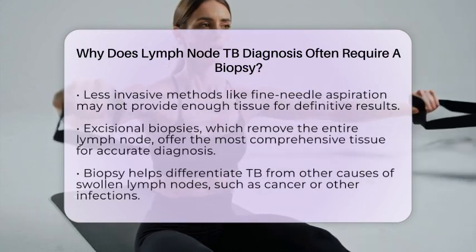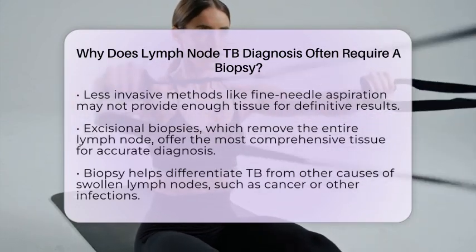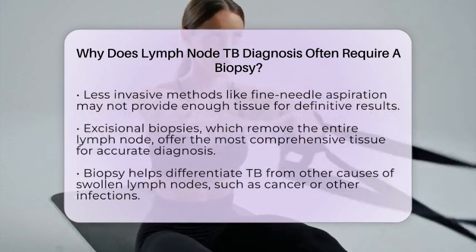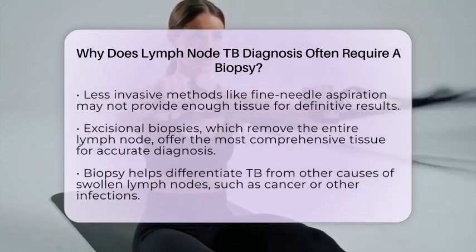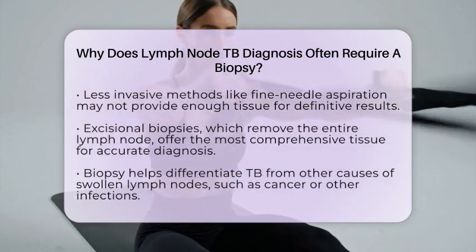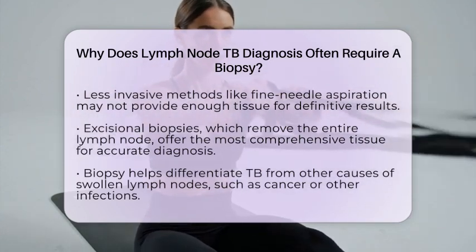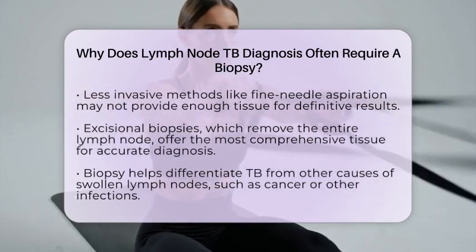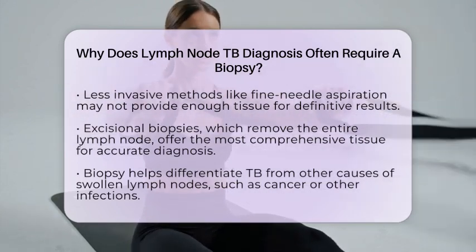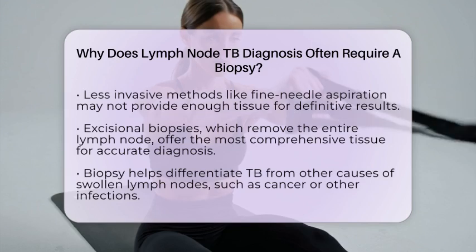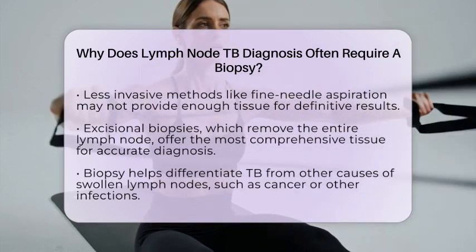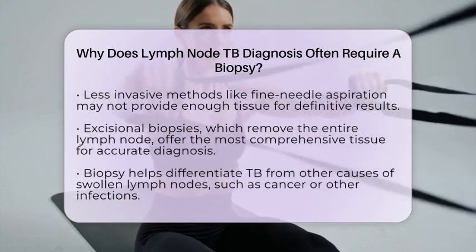other infections. Less invasive methods like fine needle aspiration can be used, but they often provide only a small amount of tissue, which might not be enough for a definitive diagnosis. Core needle biopsies give more tissue but still may not be as thorough as an excisional biopsy, where the entire lymph node, or a large part of it, is removed. The excisional biopsy provides the best tissue architecture for accurate diagnosis.